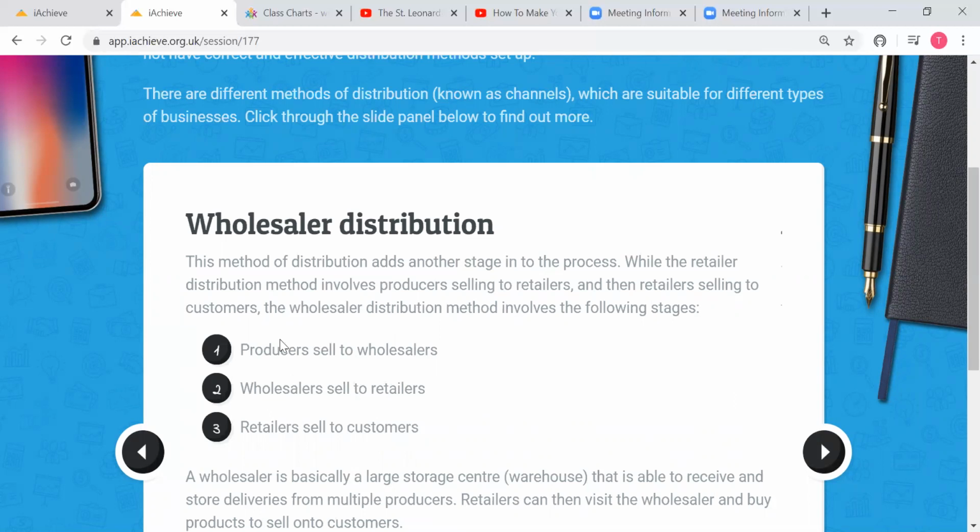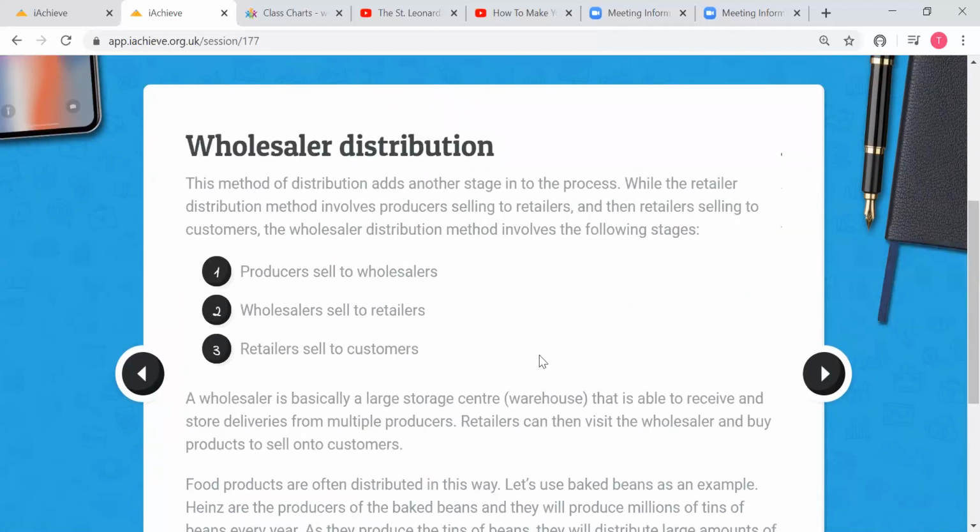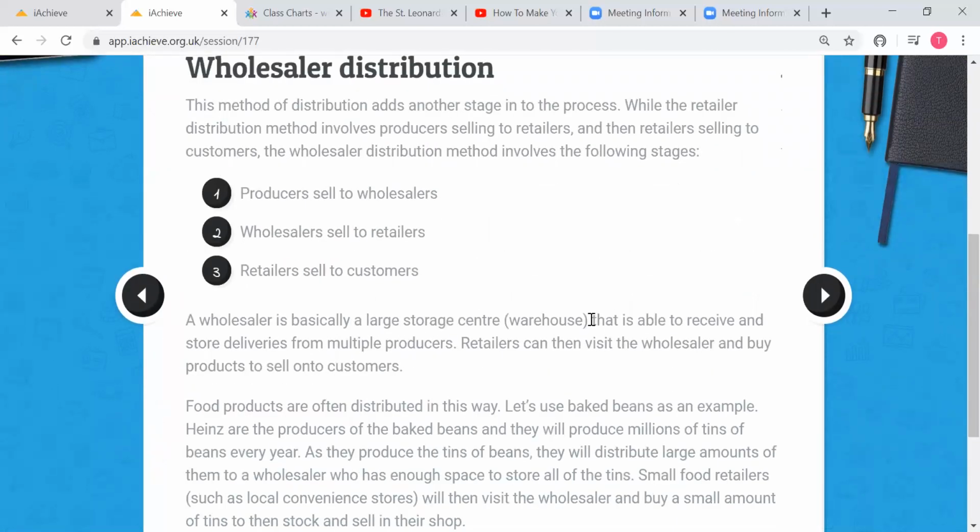So what happens here is if you're the producer of a product, you sell to a wholesaler, wholesalers sell to retailers, and then retailers sell to customers. So obviously the wholesaler takes a cut to stay in business, and the retailer takes a cut to stay in business. So this channel can be quite taxing on profit margins, and you need to be able to provide your product or service at the cheapest possible price to the wholesaler while still ensuring that you make some money yourself.